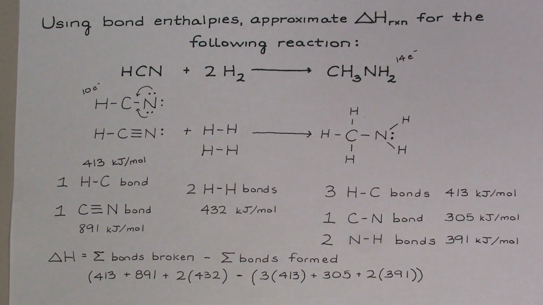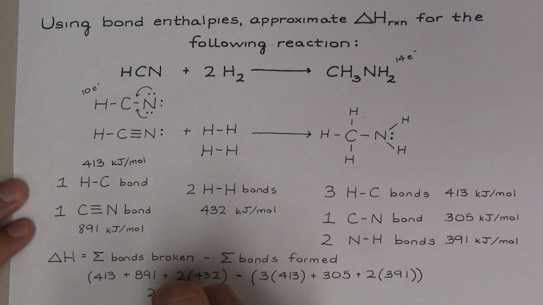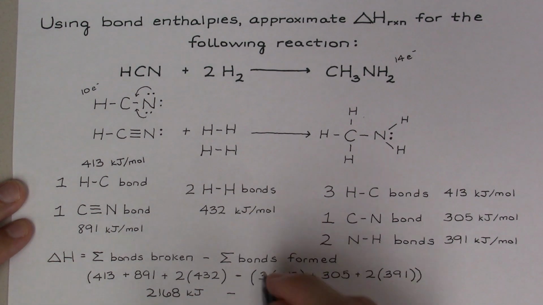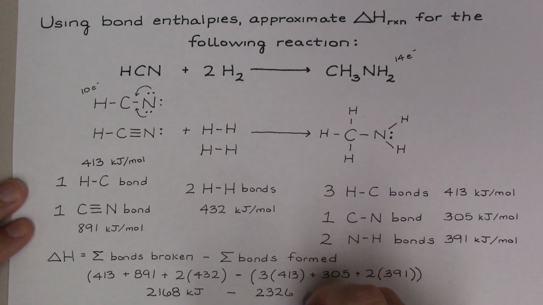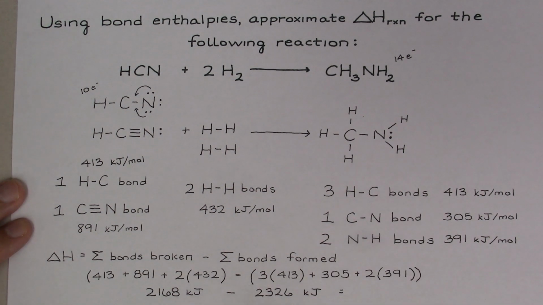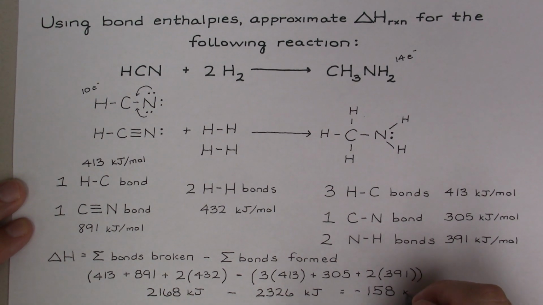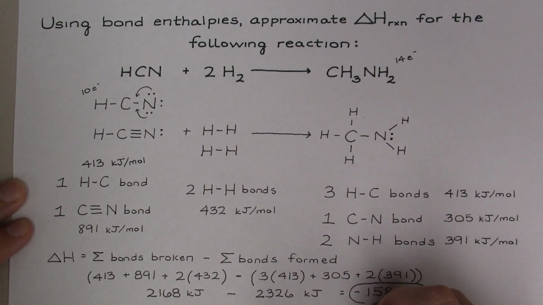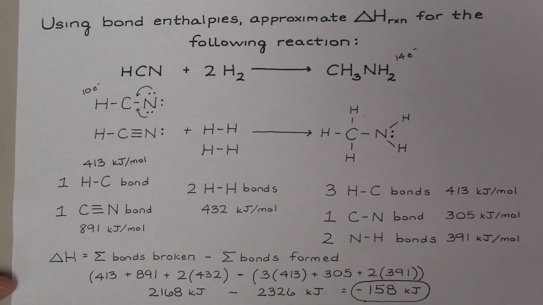If we sum up all of our bonds broken, we should get a value of 2,168 kilojoules. All of our products summed together are 2,326 kilojoules. So now we must take the difference of those two values. If we do that, we will get a value of negative 158 kilojoules. So if we were to run this reaction with an entire mole of our HCN with 2 moles of H2 and get 1 mole of methylamine, we would release 158 kilojoules per that mole.